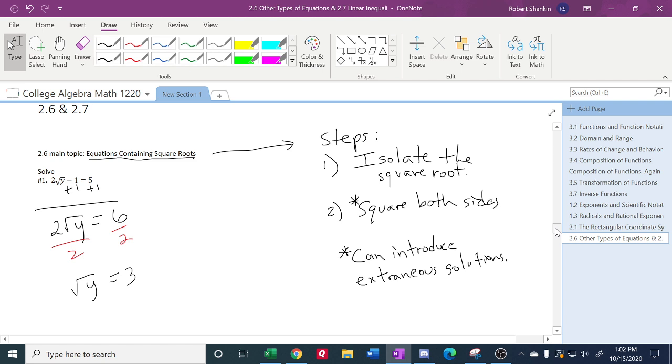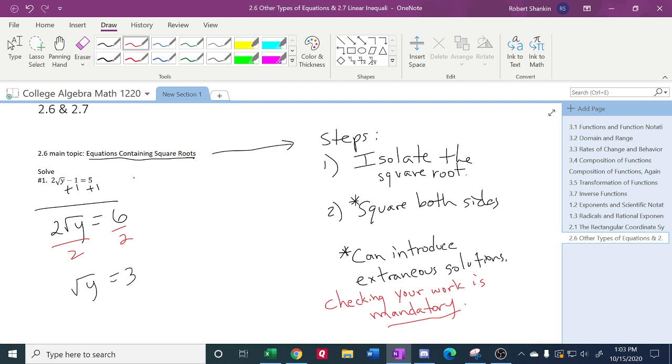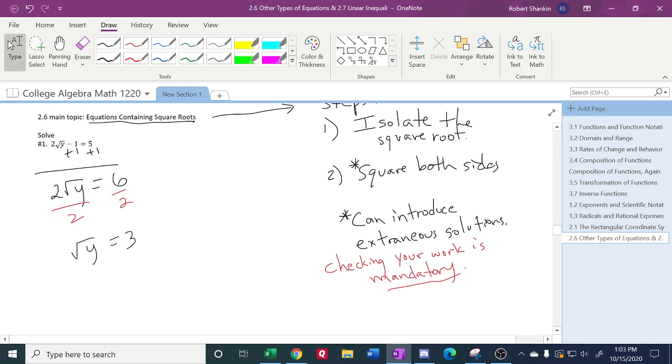Because of this, checking your work is mandatory. You must check your work when you're dealing with equations that contain square roots, because quite often one of the answers doesn't work. We throw it out when it doesn't check. Alright, now we square both sides.